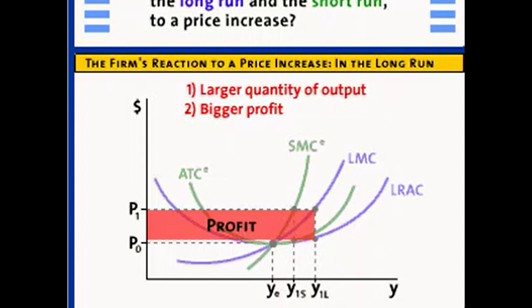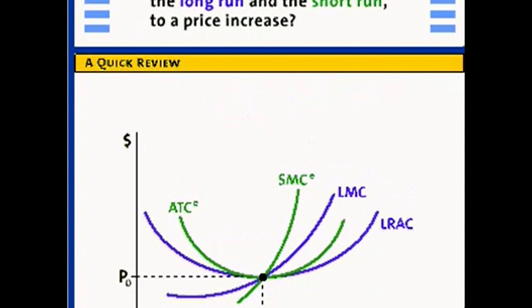So, quick review. I started with the short and the long run cost curves together in one diagram, and I discussed the relationship among these curves, what determines their positions relative to each other. Then I did an experiment. I raised the price that our trucking company can charge for its services from 8 cents a mile to 10 cents a mile. And I looked at the response of the trucking company in the short run and the long run.